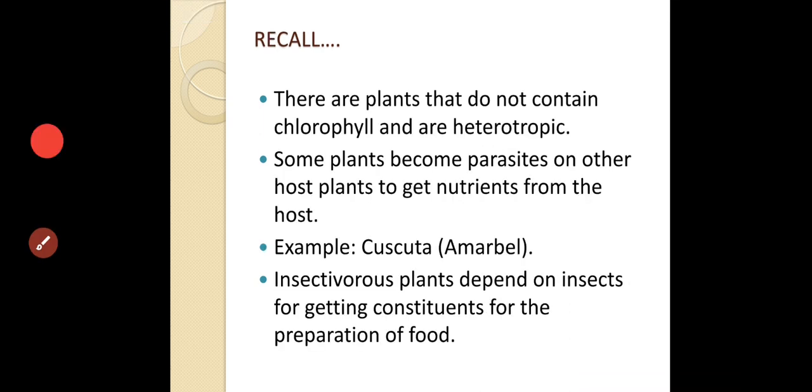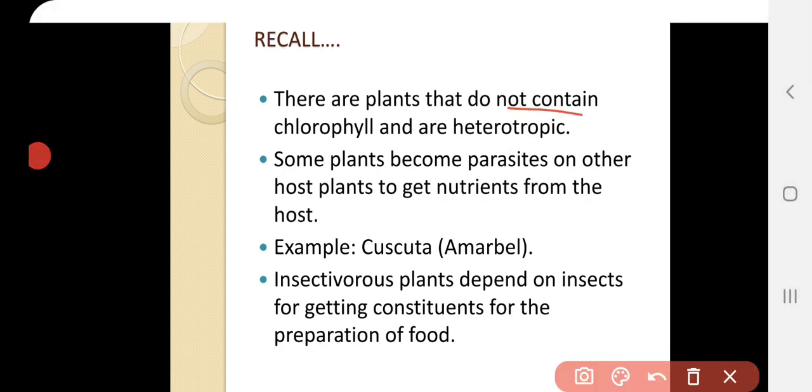And next, there are the plants that do not contain chlorophyll and which fall under the category heterotrophic. Some plants become parasites on the other host plant to get the nutrients from the host. So some plants depend on the other plant for their food. They get the nutrients from the host plant. For example, it is cuscuta, and the other name is amarbel.